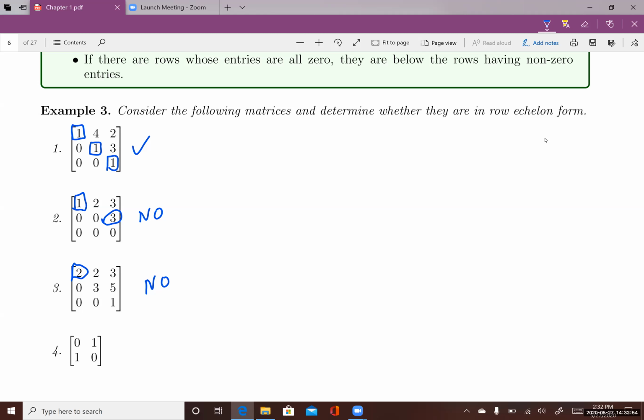The fourth one is saying, well, we can see that the first non-zero entry of the first row is 1, and the first non-zero entry of the second row is 1. So the first condition is satisfied. About the second condition, the second row has no leading zero entry, but on the first row, you have 1 leading zero entry. So the second condition is violated. So the answer is no, right? So only the first matrix is in the row echelon form.